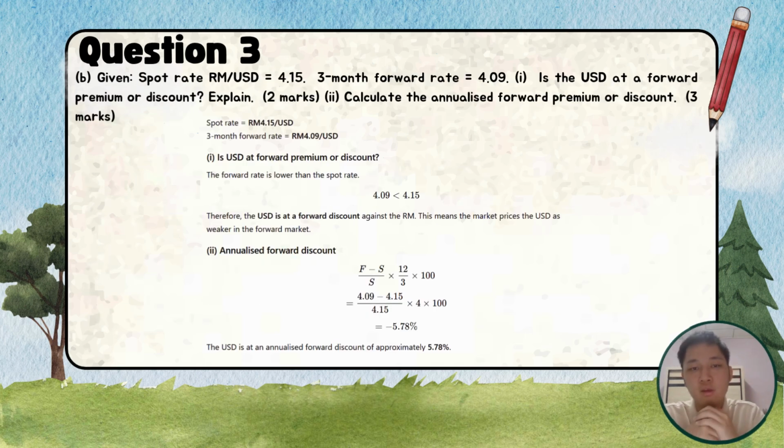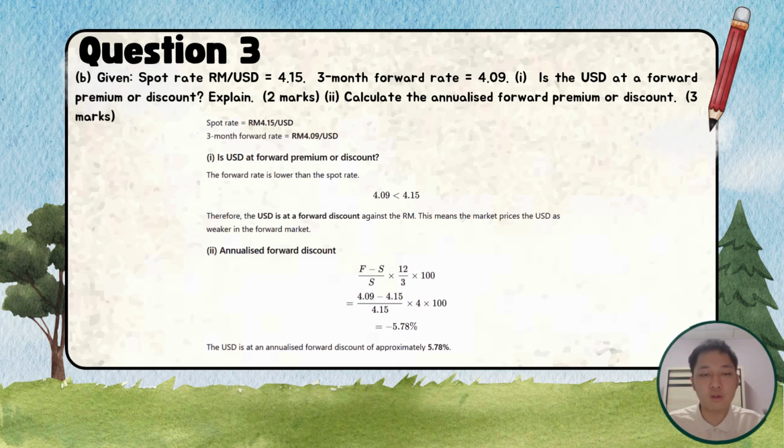3B, the spot rate is 4.15 ringgit per US dollar and the 3-month forward rate is 4.09 ringgit per US dollar. To determine whether the US dollar is at a forward premium or discount, I compare the forward rate with the spot rate. The forward rate 4.09 ringgit is lower than the spot rate 4.15. This means the US dollar is cheaper in the forward market than in the spot market. Therefore, the US dollar is at a forward discount against the ringgit.